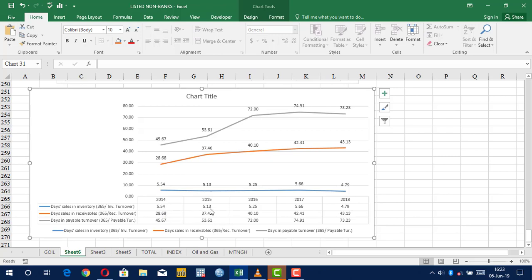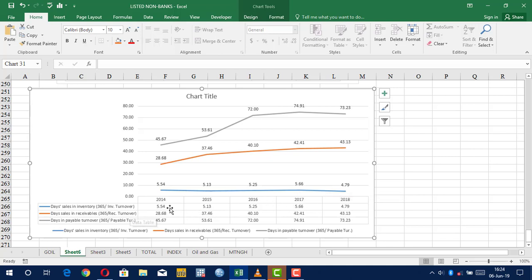In 2015 it declined to an average of 5 days. In 2016 it went up to 5.26 average days, and in 2017 it went up again to an average of 6 days. In 2018 it declined to an average of 4.79 days. So what we saw over there in terms of the full financial year is not so different from what we are seeing here.